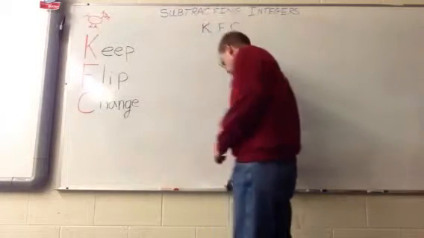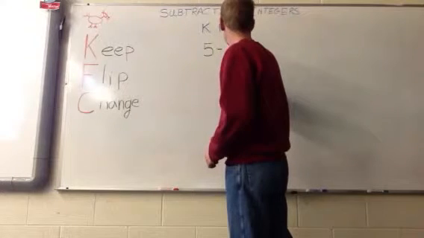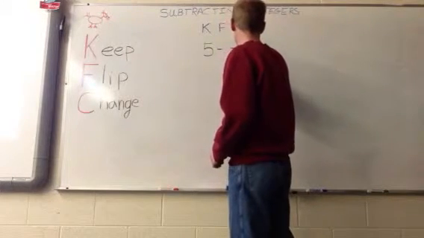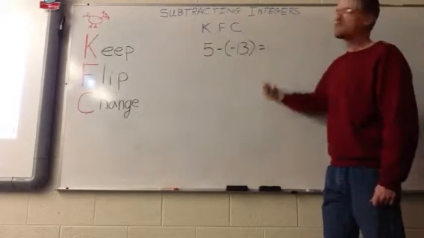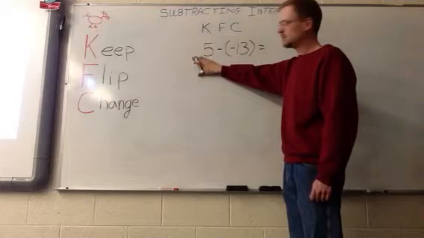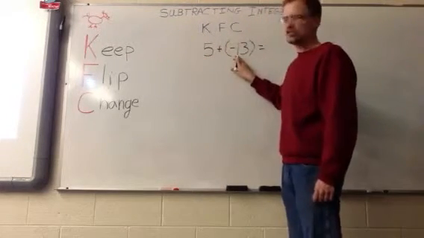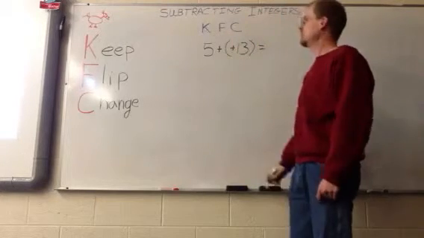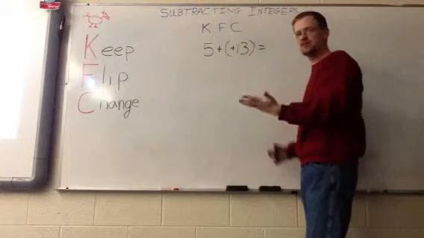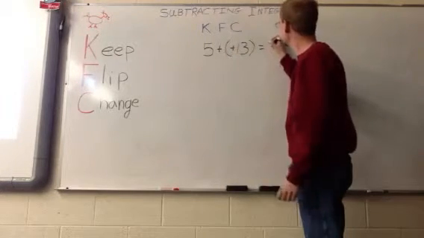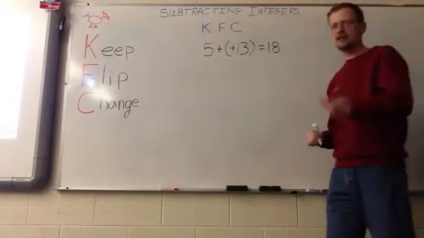Let's look at that a little more. Let's do 5 minus a negative 13. You'll often see it written like that. Keep, flip, change. Keep the same. Flip, change the sign. So what do we have here? We just have 5 plus 13. They're all positive numbers. So it's 18.